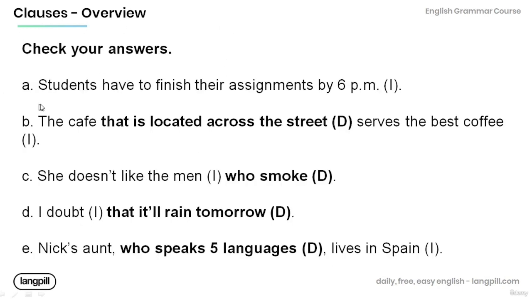And now, let's check your answers. Students have to finish their assignments by 6 p.m. Independent clause. The cafe that is located across the street, dependent clause, serves the best coffee. Independent clause. She doesn't like the men, independent clause, who smoke. Dependent clause. I doubt, independent, that it'll rain tomorrow. Dependent. Nick's aunt, who speaks 5 languages, dependent clause, lives in Spain.